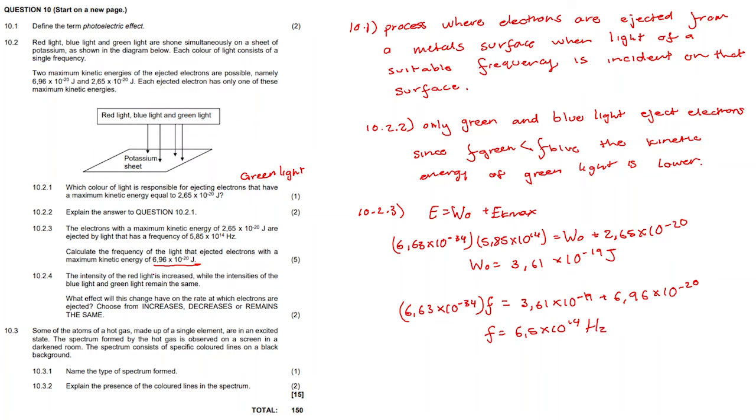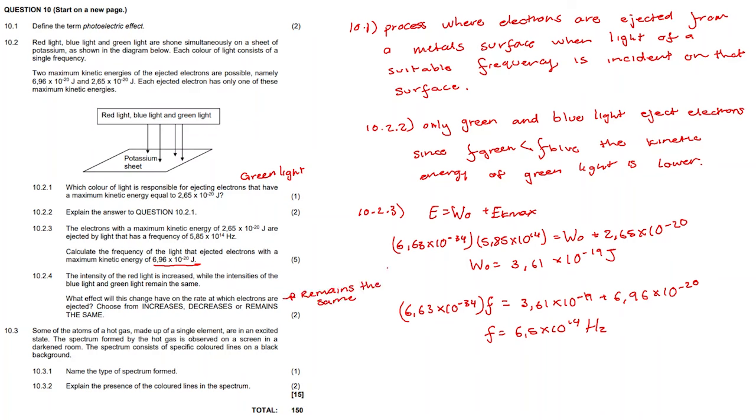Question 10.2.4. The intensity of the red light is increased, while the intensities of the blue light and green light remain the same. What effect will this change have on the rate at which electrons are ejected? Choose from increase, decrease, and remain the same. Since we know red light does not have a high enough frequency in order to emit electrons, even if the intensity is increased, it does not change the energy that the light has. It just changes the amount of energy that hits the surface per second. So, therefore, electrons will still not be ejected by the red light. And since the blue light and the green light remain the same, this will not change the rate at which electrons are ejected. So we would say remains the same.